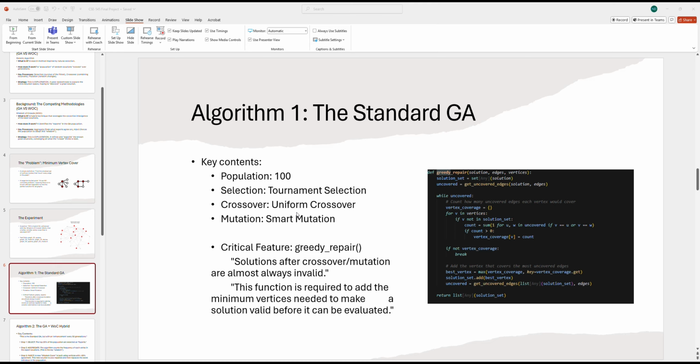This is repeated until the solution is 100% valid, and this ensures that we are only ever comparing valid working covers. Finally, we have the smart mutation. This is basically our exploration part of it. It randomly adds a random vertex, or more importantly, it tries to remove a vertex. If it can remove a vertex and the cover is still valid, then it keeps that change. This is how the algorithm discovers small solutions and explores more potential solution spaces.